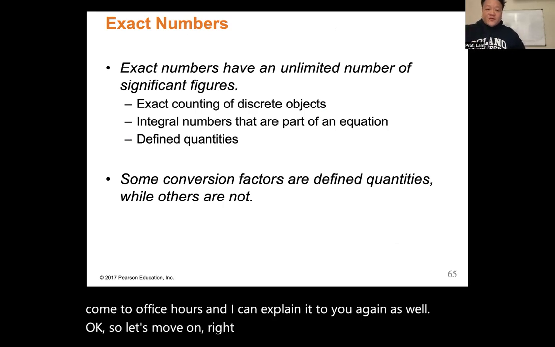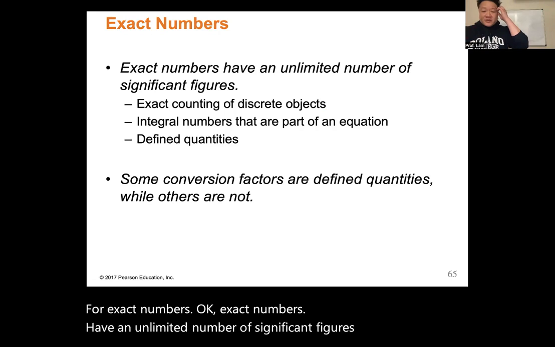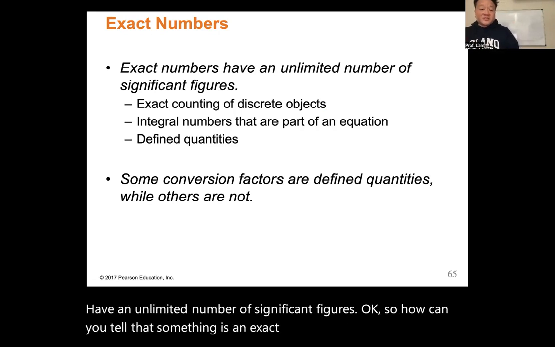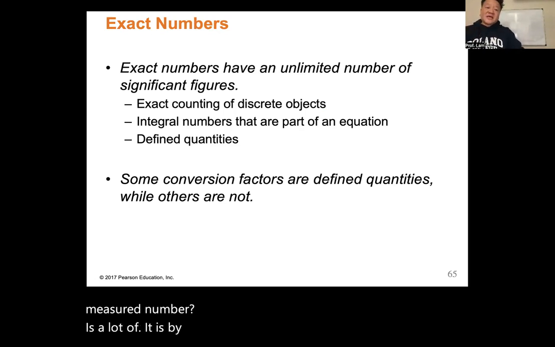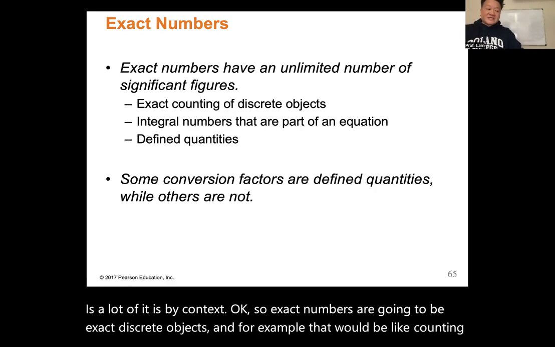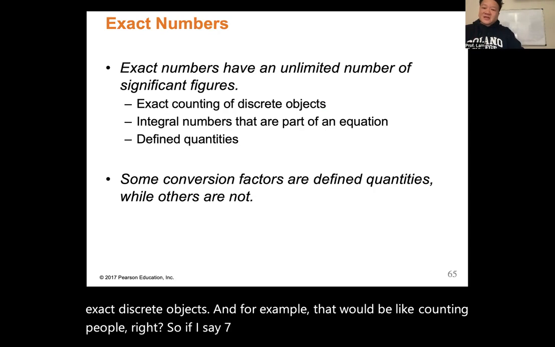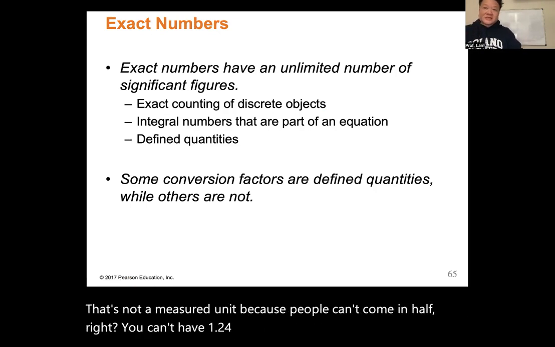So for exact numbers, okay, exact numbers have an unlimited number of significant figures, okay? So how can you tell that something is an exact number versus a measured number? A lot of it is by context, okay? So exact numbers are going to be exact discrete objects. For example, that would be like counting people, right? So if I say 7 people, that's not a measured unit because people can't come in half, right? You can't have 1.24 people. So that's how you know that 7 is an exact number.